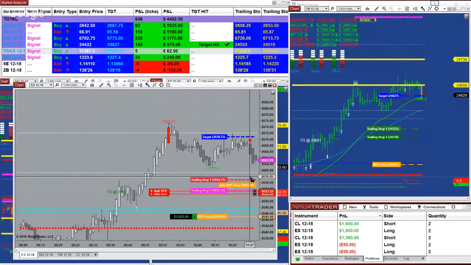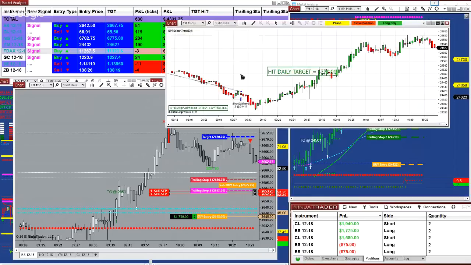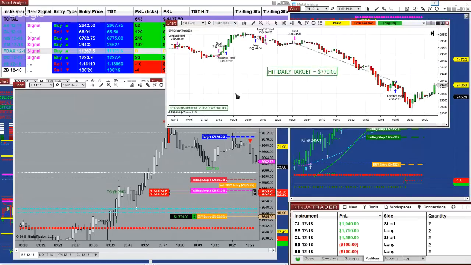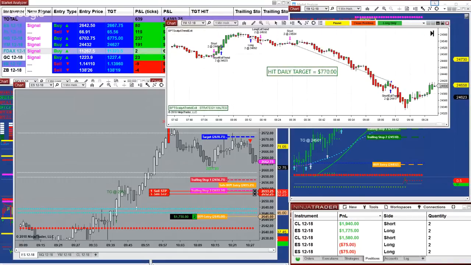When everybody wants to go short, we will be going long. Simple as that. While we are waiting, let's cover the 1 minute. Already hit the target. This is a little chop on it, two, three trades.